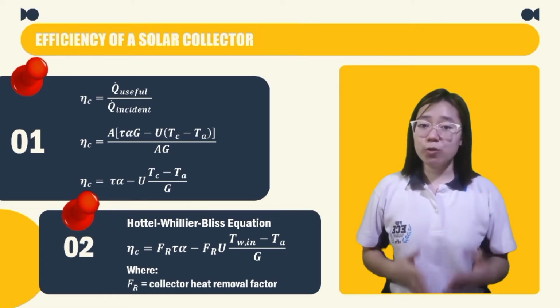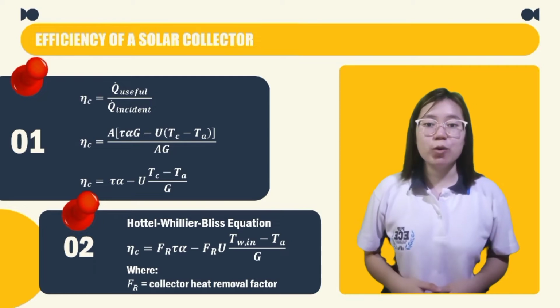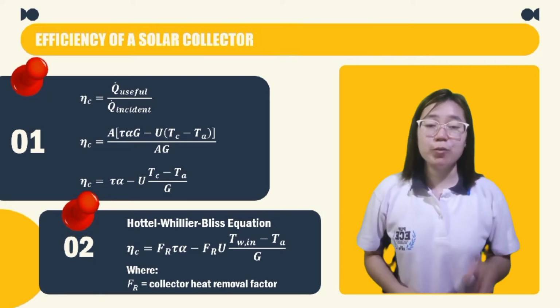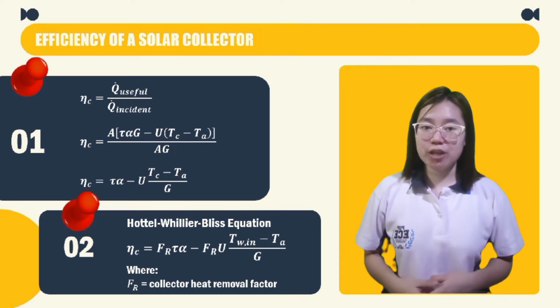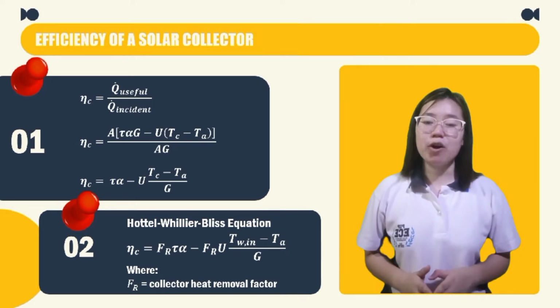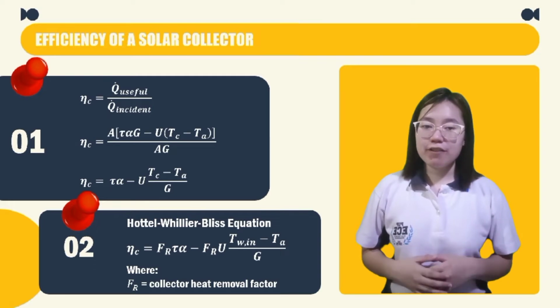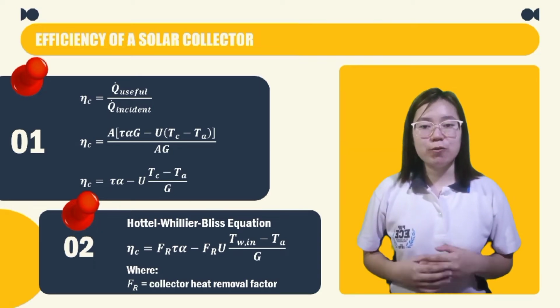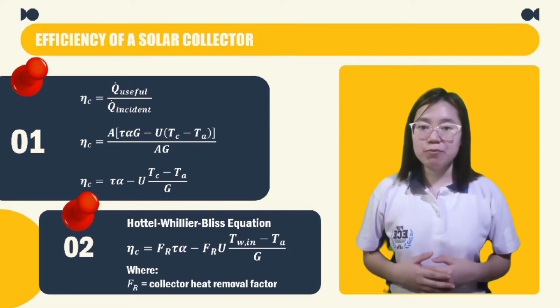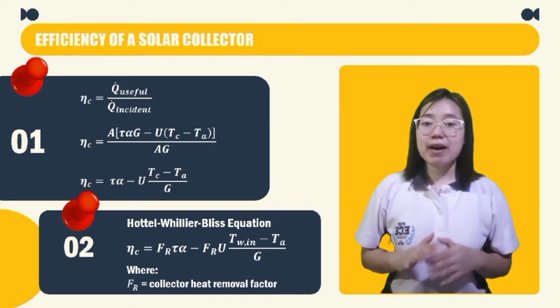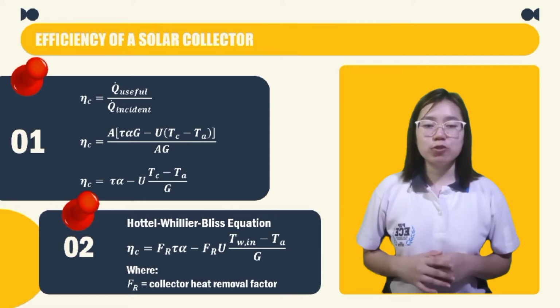We also have another way to solve for the efficiency, which is known as the Hottel-Whillier-Bliss equation, which is equation number 2 here. It can be used when the average temperature of the collector is not available. In this equation, collector efficiency is defined as a function of water inlet temperature, where F sub R is the collector heat removal factor. Obviously, the maximum efficiency is obtained when the subtrahend is 0.